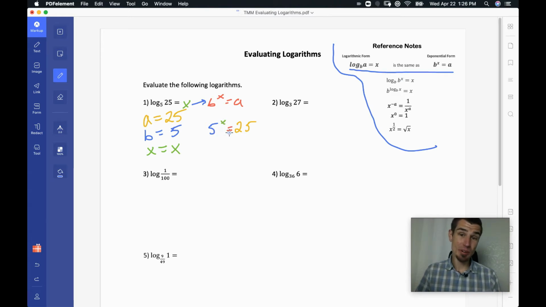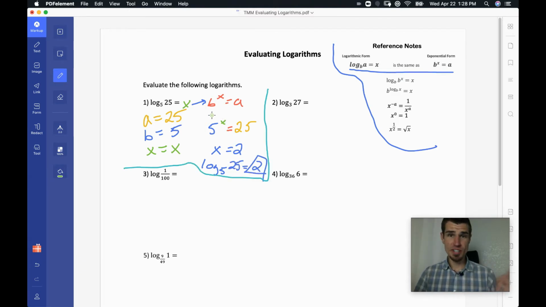So this exponential form just helps us visualize what we're trying to think about. 5 to what power is 25? That's what log base 5 of 25 is telling us to evaluate. We know that 5 squared, 5 to the second power, is 25. So our x must be equal to 2. We know that log base 5 of 25 must be equal to 2.